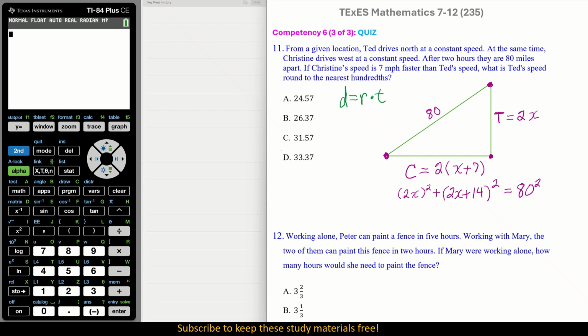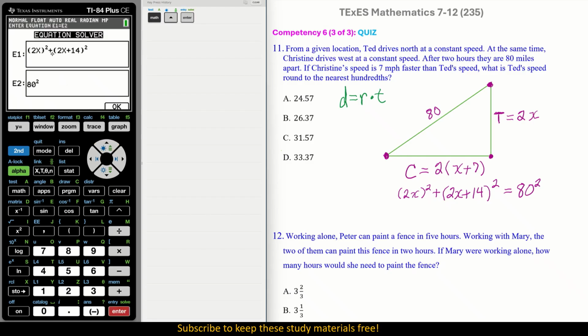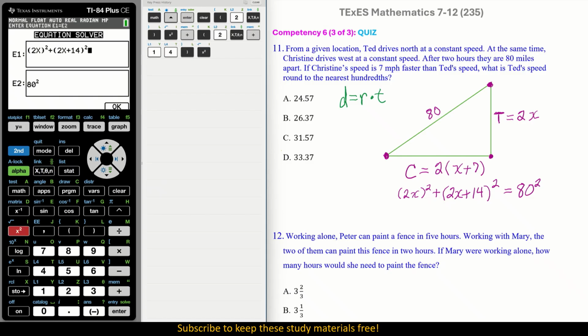Now, we can just use our problem solve for that, right? So we have math, arrow up, push enter, and I have everything entered into the calculator. But let me go ahead and do it again. Parentheses, x squared, close your parentheses, and 2x, parentheses, 2x, parentheses, and square it. Sorry about that. And plus, open your parentheses, and then 2x plus 14, close your parentheses, and square it. Now go down, and I'll go ahead and clear that. And you say 80, and then just push square.